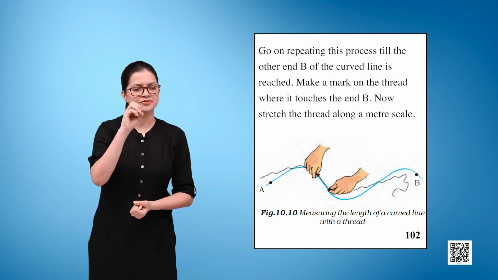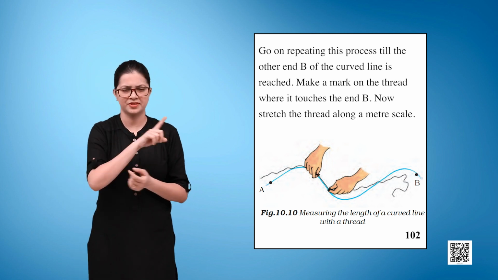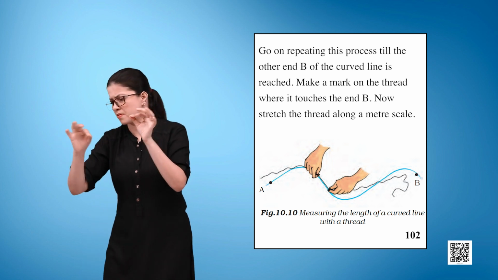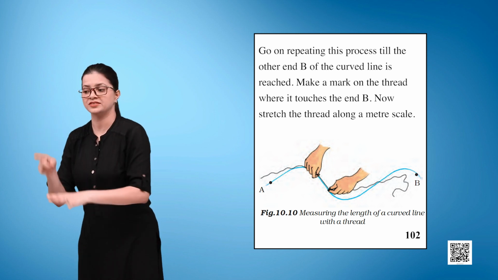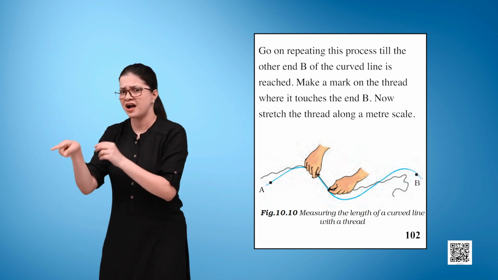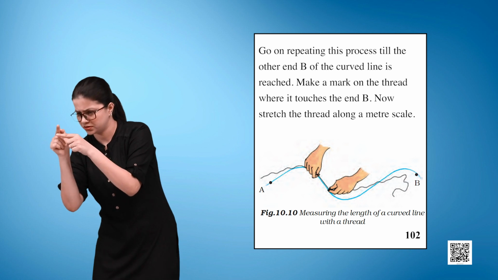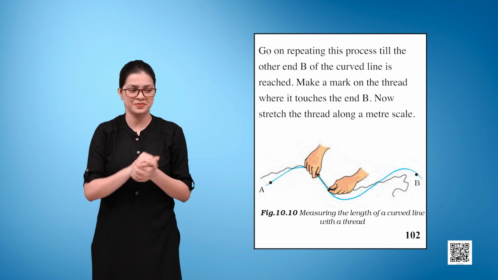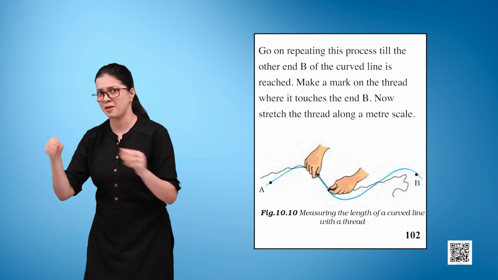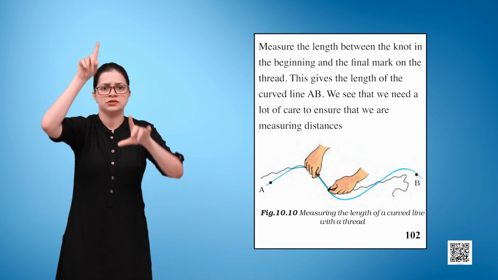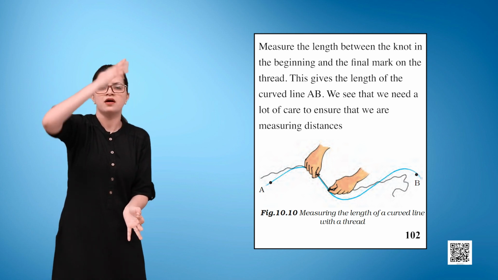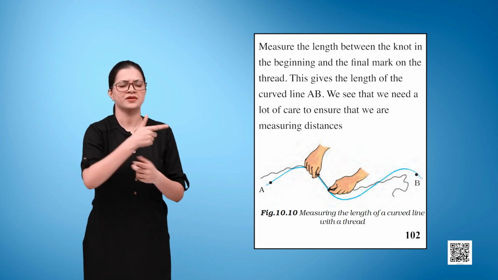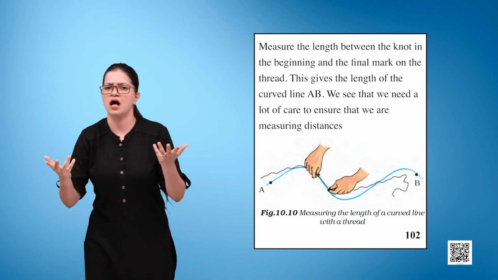Page 102. Go on repeating this process till the other end B of the curved line is reached. Make a mark on the thread where it touches the end B. Now stretch the thread along a meter scale. Measure the length between the knot in the beginning and the final mark on the thread. This gives the length of the curved line AB.